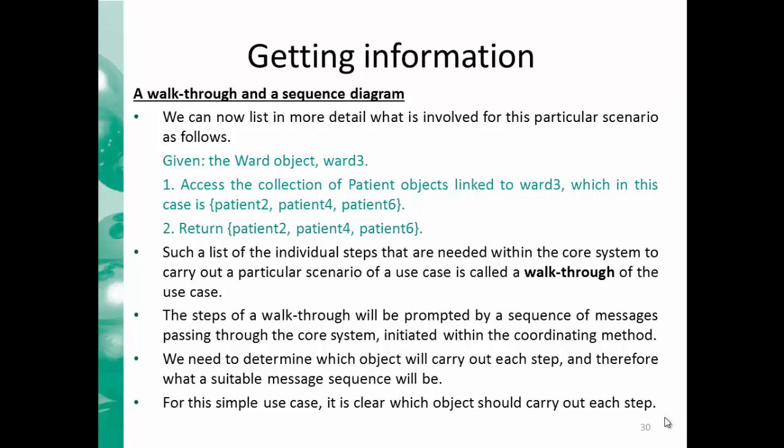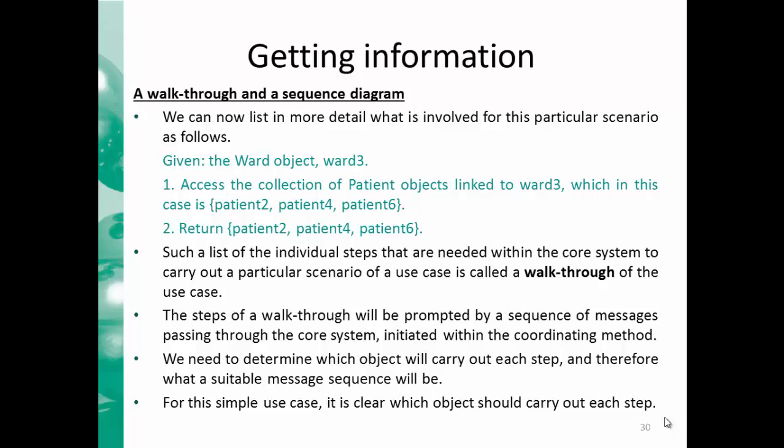After we have this understanding of the situation and have decided the signature of the coordinating object, we will have to build the scenario that will show us how we are going to perform the use case. We call that the walkthrough, which means what we are going to do, what steps will help us to get the patients in our word 3. First you have to decide what is given, what's available for us as objects. We have a word object, which is word 3, and we need to cooperate and interact with that object to get what patients we have in that word.